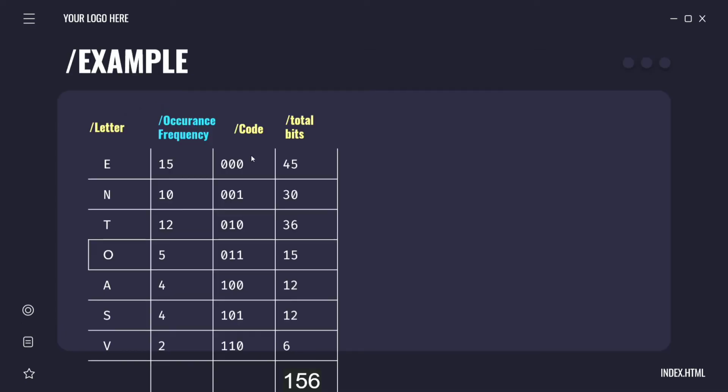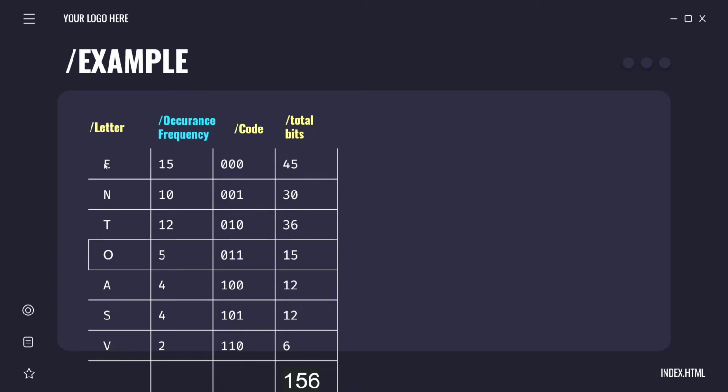So let's see an example. Assume that we had a sentence and we extracted all the letters that were present in the sentence, and we wrote the frequency of all the characters. After the letters and their frequency had been written, codes were assigned to the characters, and all these codes are three length codes, meaning that they are of fixed length. And after the codes have been assigned, the total bits are calculated.